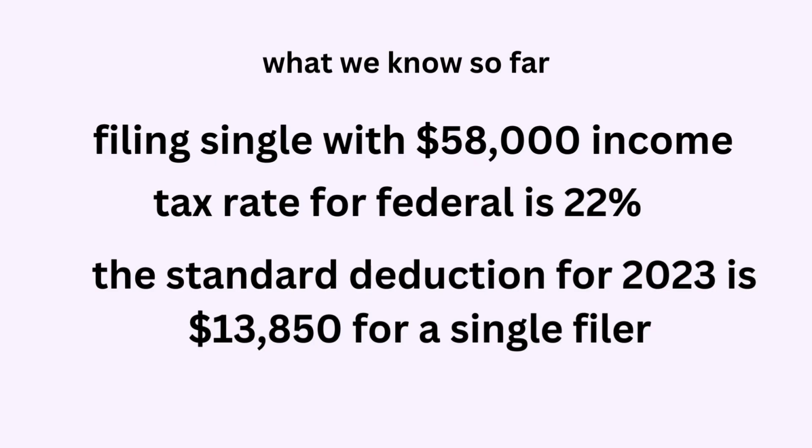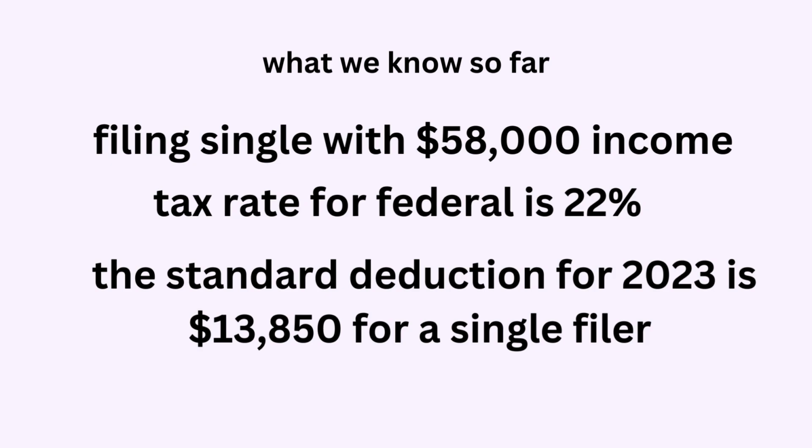Now, before we get into some math, because you've got to do math in order to figure out how much you have to pay the federal government, let's see where we are so far. This example is for a Vine Voice who is a single filer with $58,000 of income. The tax rate for $58,000 is 22% in 2023. The standard deduction for 2023 is $13,850 for a single filer.